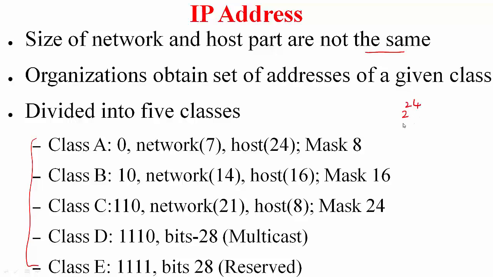So how is this done? You have 32 bits of IP address. For class A, the first bit will always be equal to 0 to represent that this is a class A address. Now of the remaining 31 bits, 7 bits are allocated to the network portion and 24 bits are allocated to the host portion.